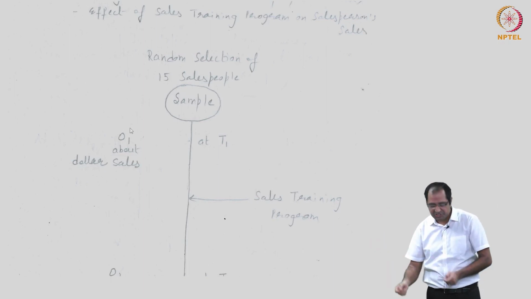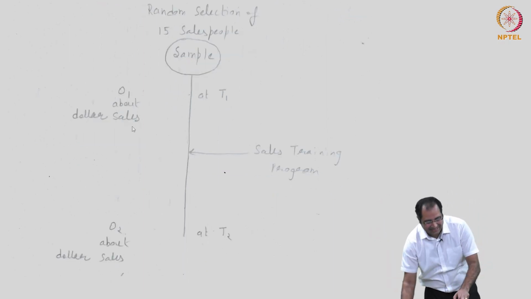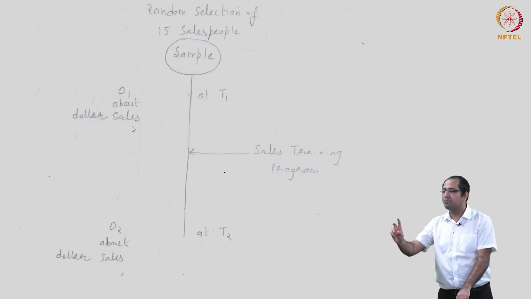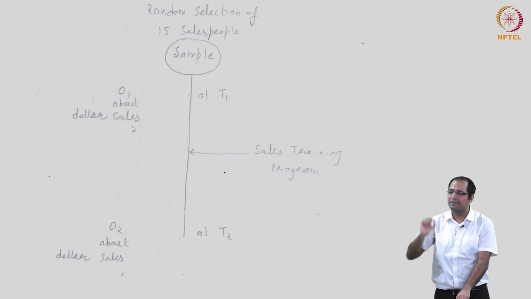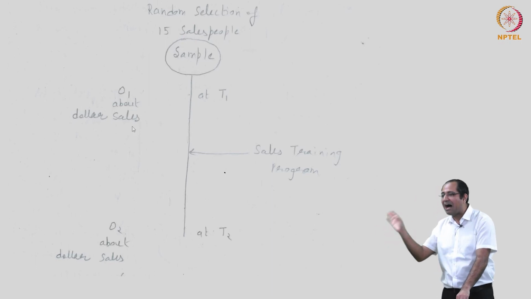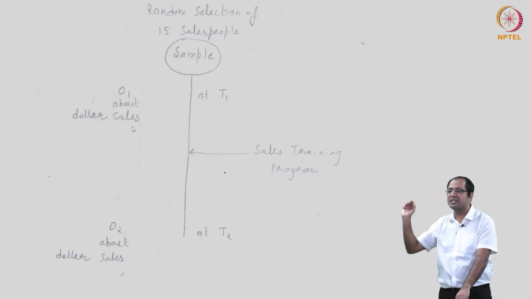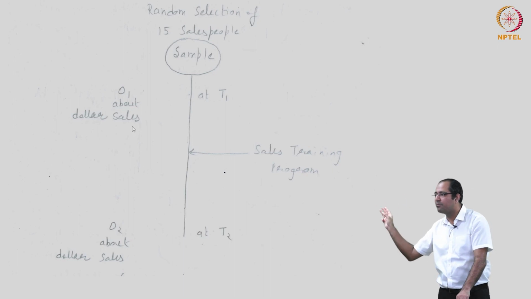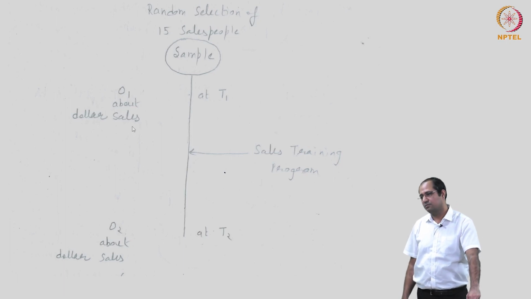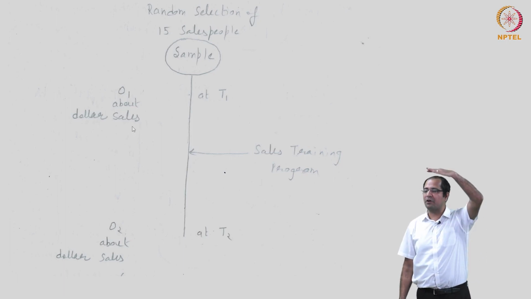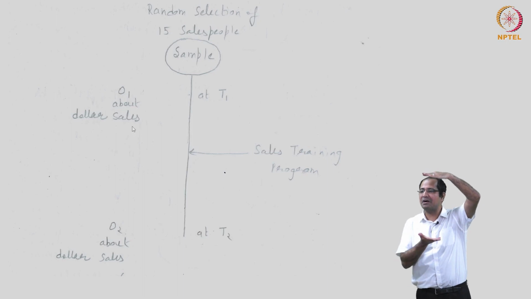And again the average is taken at time T2, which means 3 months after the sales training program, which was run for a week. The average of the 3-month performance after the treatment is noted down, and at time T2 their average was taken. So this is observation O2. So there you have now O1 for 15 salespeople, and for the same salespeople you have O2.